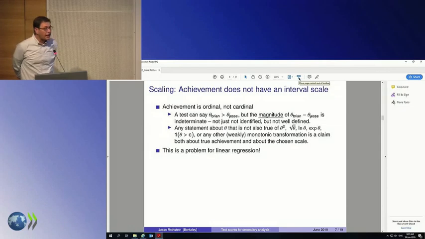So that is to say that any statement we want to make about theta has to be true about theta squared or the square root of theta or the log of theta or the exponential of theta or just the single step function that's an indicator for whether theta is bigger than some level. Any statement has to be true about all of those. And if it's not true about all of those, then it's a statement at least in part about the scale that we chose to assign to the test, not about the underlying achievement distribution. Okay, and that's obviously a problem for linear regression. If we're going to run a regression, we actually need the scale to mean something. And if it doesn't mean anything, then again, our regression is telling us as much about the scale as it is about the underlying data we're trying to model.